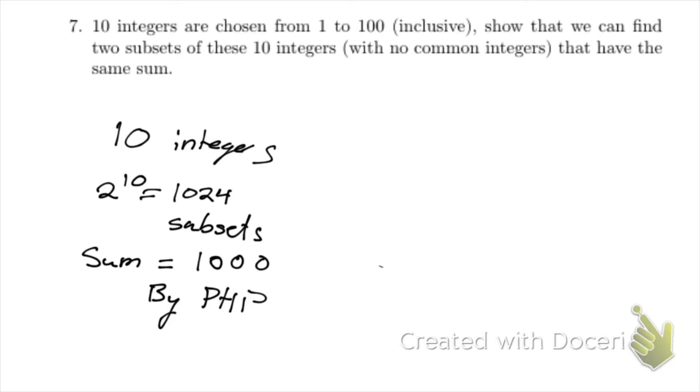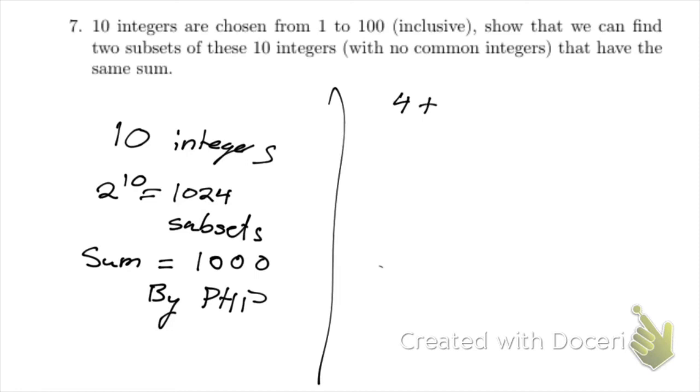Well, that was good and all, but it doesn't work for every case because we said we can't have any common integers. And a lot of these 1024 do have common integers. So that's problematic. But here's the big trick, right? Because what we can do is for any two, let's imagine that two subsets which have common integers have the same sum.